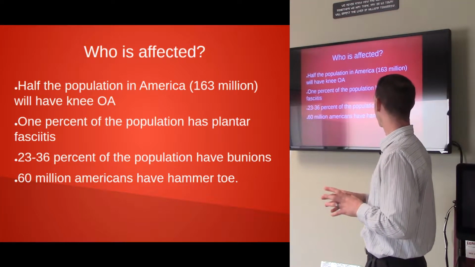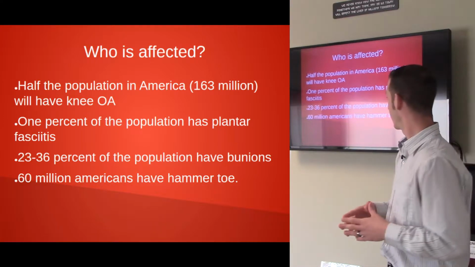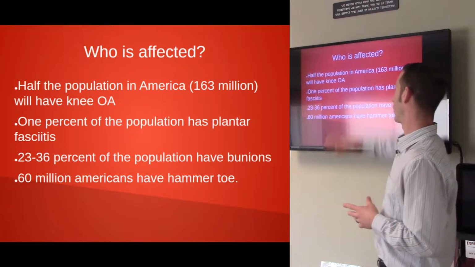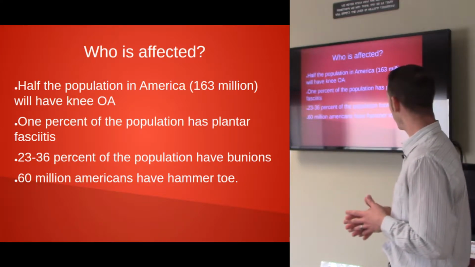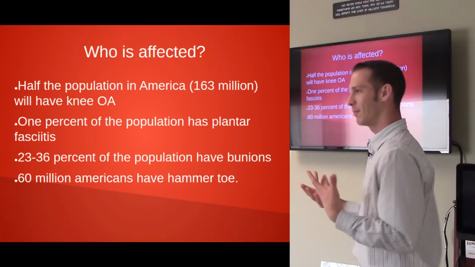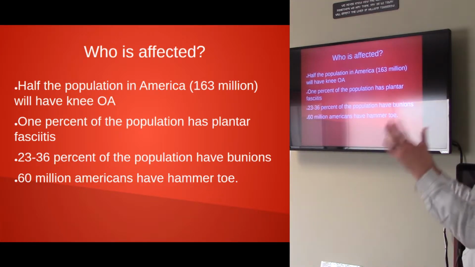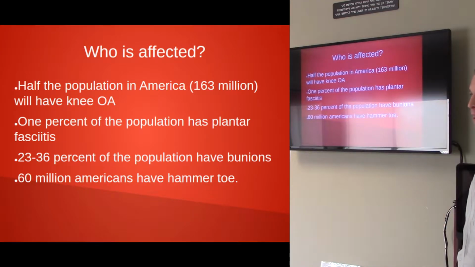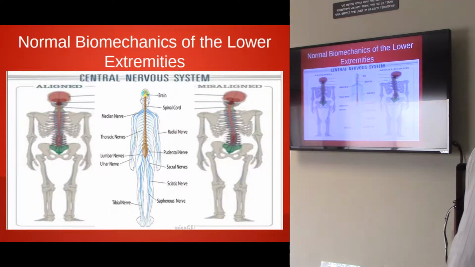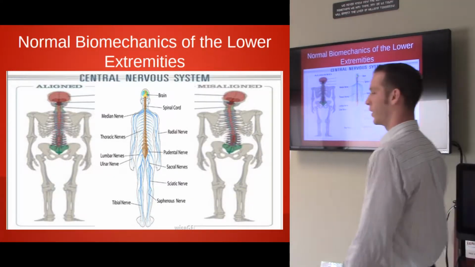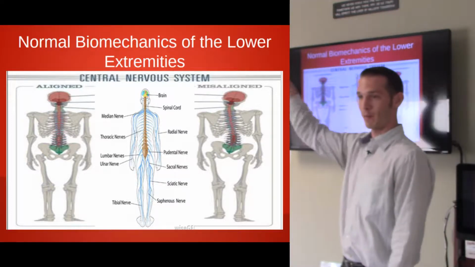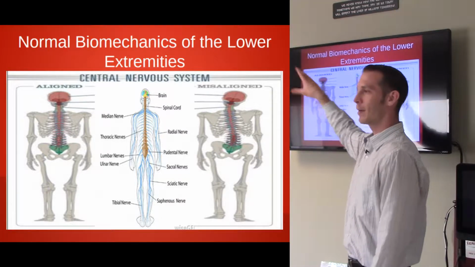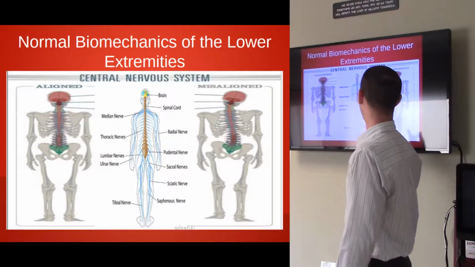23 to 36% of the population have bunions, right? And again, a lot of these are symptoms of the same kinds of problems. 60 million Americans have hammer toe, right? So lower extremity problems affect, we'll call it, more than half the population, right? So we've got to understand what's normal first, okay? So we're going to go into some of what's normal, right? We talked about what the problems are, right? Now we can talk about what's actually normal, and then we can fix it, right?